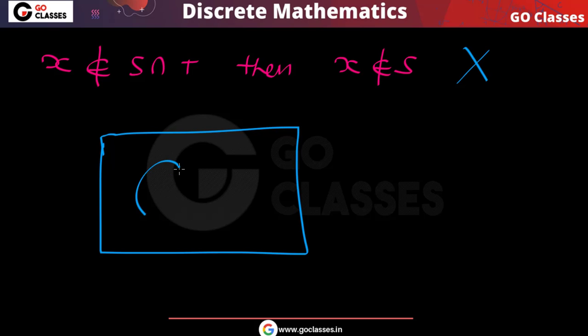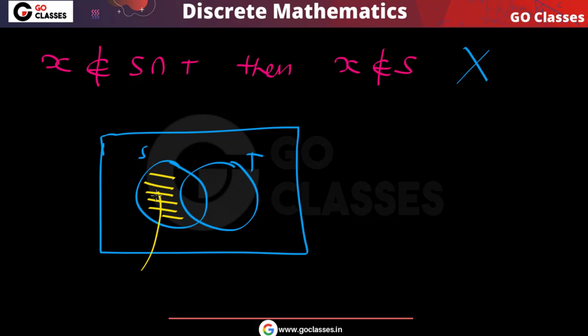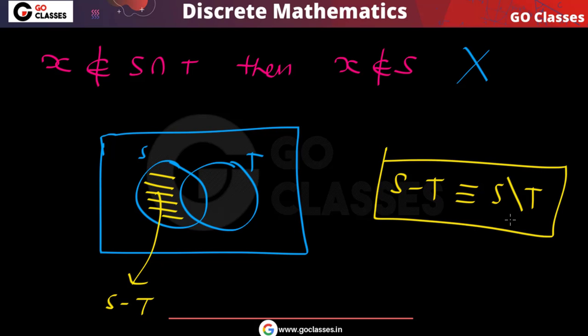If this is the set S and let's assume this is the set T, then S minus T means those elements which are only in S, those elements which are in S but not in T. These elements are basically in S minus T, set difference. Another symbol for set difference is this, which is the same as S minus T. Both these are the same. This is just a symbol for set difference.